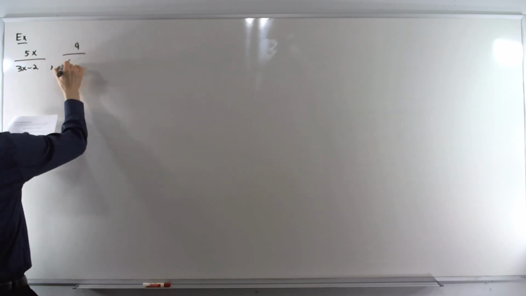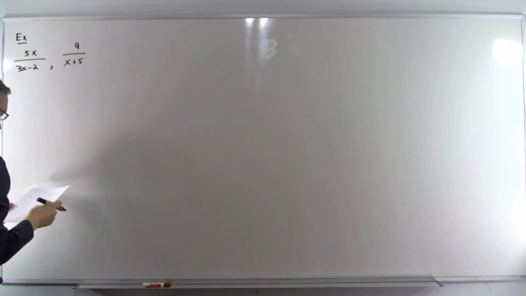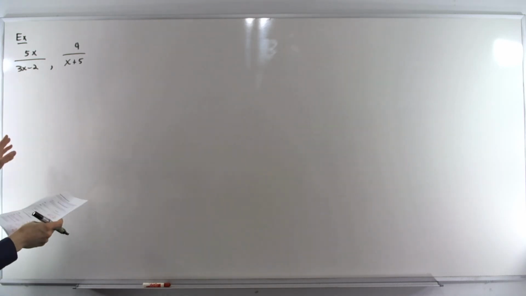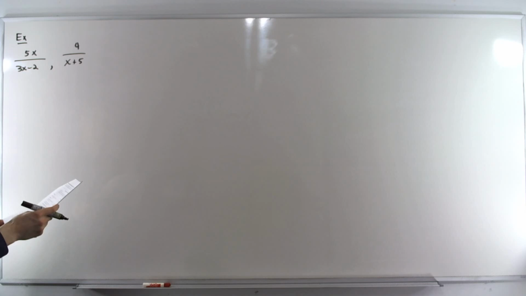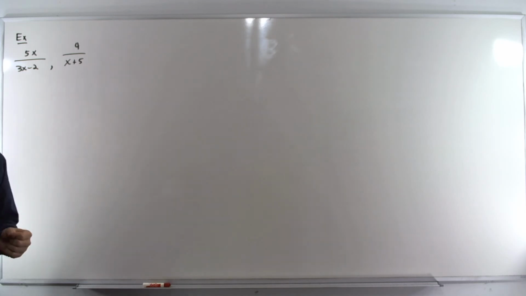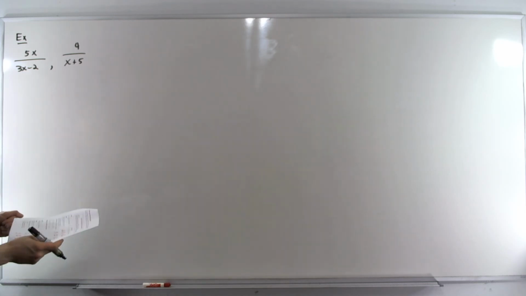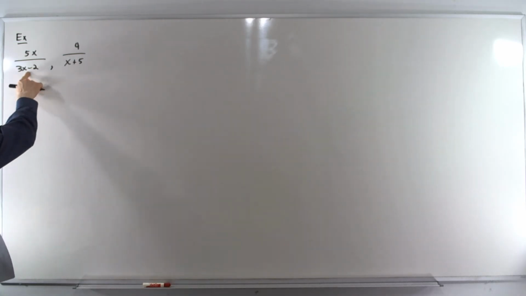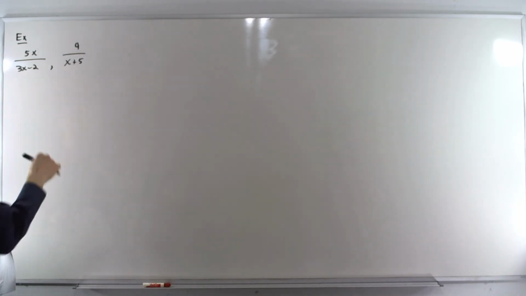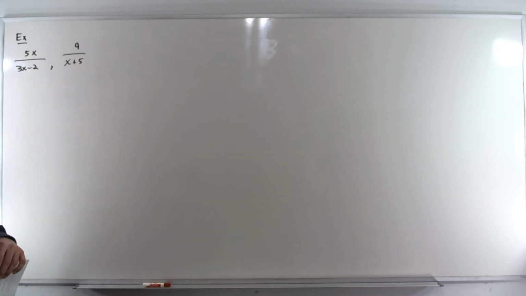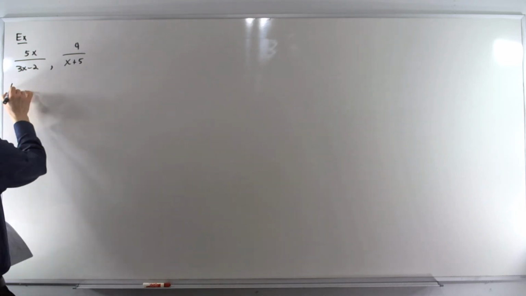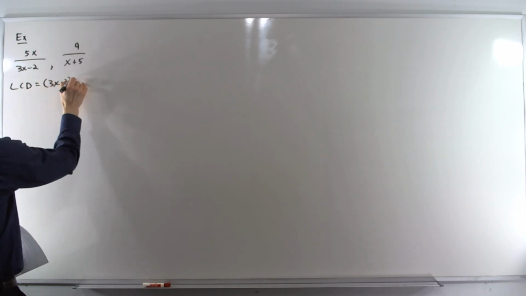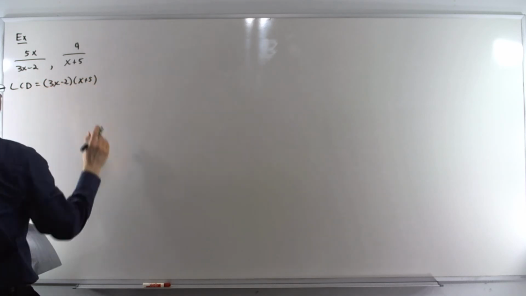Our first example, we are going to rewrite 5x over 3x minus 2 and 4 over x plus 5 in terms of the LCD, least common denominator. Now let's look at these two denominators. Right, we have a binomial here and a binomial here. They're different, and they're both to the first power. So that means the least common denominator is just going to be their product. 3x minus 2 times x plus 5.